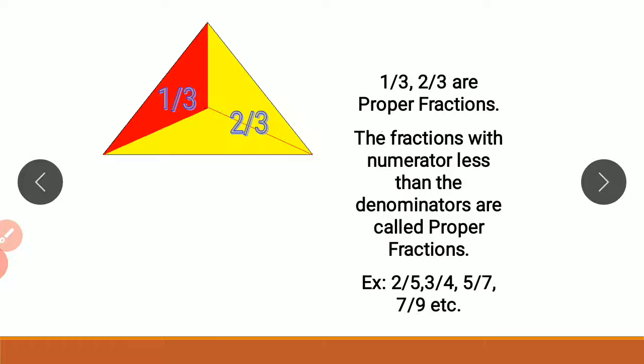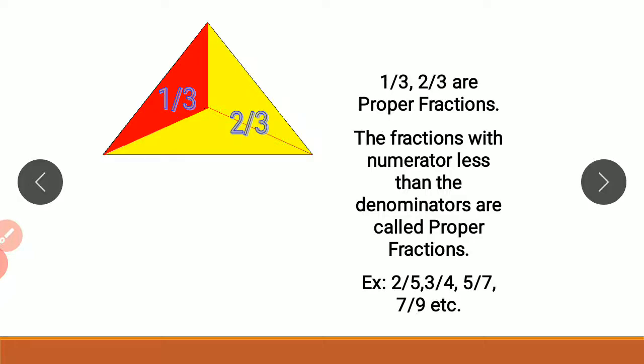Now there is another type of fraction here. First, in this picture you can see two fractions written here, 1 by 3 and 2 by 3. So these are proper fractions. Now we are going to learn about proper fractions. First we need to know what a proper fraction is.